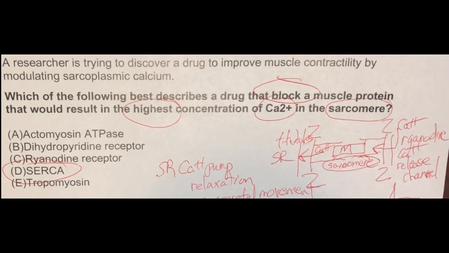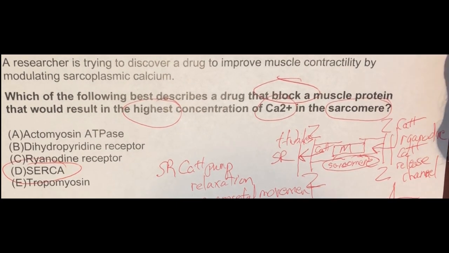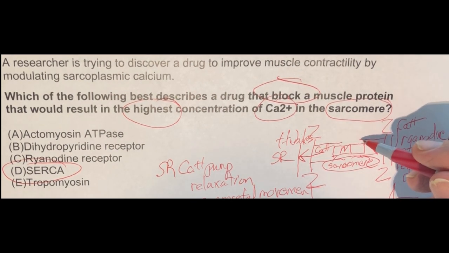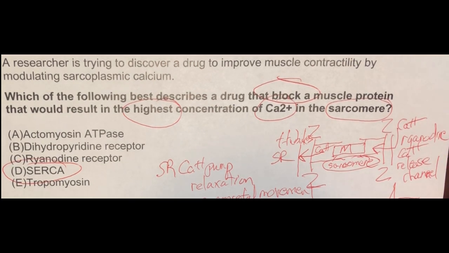But remember, we can't stop there because we always have to look for the possibility that there's two correct answers, and we're always required to select the very best one. So there's two we haven't talked about, actomyosin ATPase and tropomyosin. Tropomyosin is one of the subunits of actin. We have two subunits of actin. One is troponin and the other is tropomyosin.